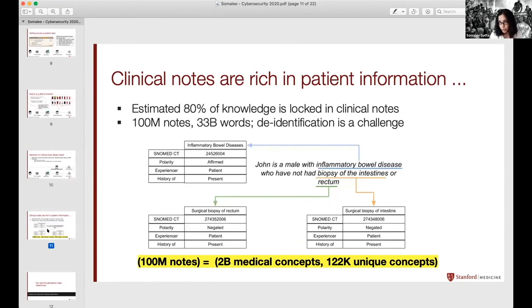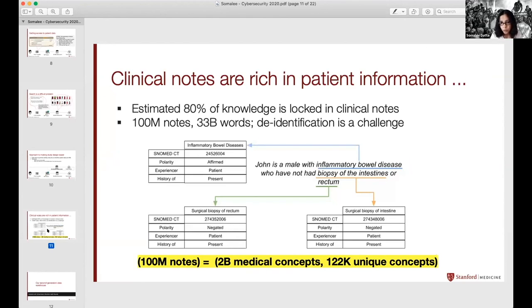So that's great. We can give people de-identified data. However, one of the biggest challenges we find is that 80% of the knowledge in our EHR system, in our healthcare system, is locked in those clinical notes. These are the free-form notes your doctor is writing when you're talking to your doctor. So for our 3 to 4 million patients, we have an estimated 100 million notes that have significant content. So there are about 33 billion words, and de-identification is a challenge.